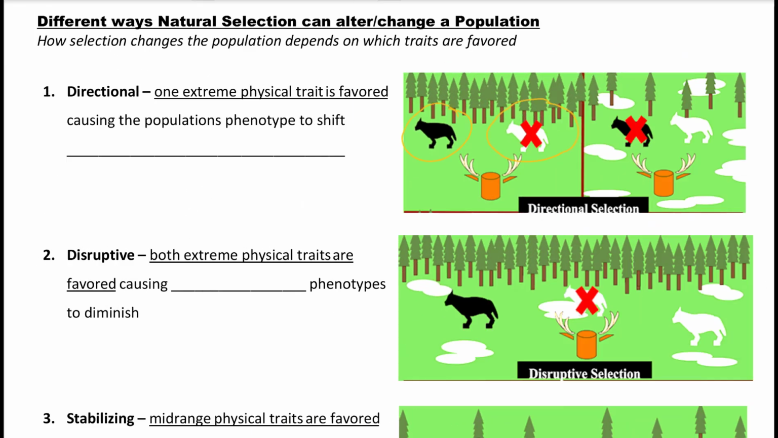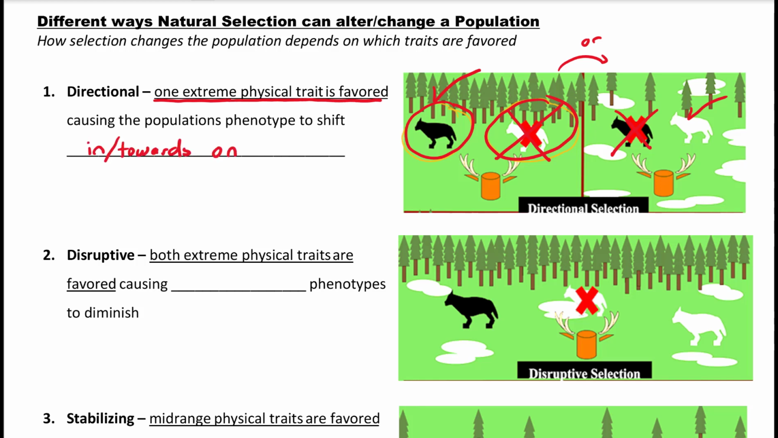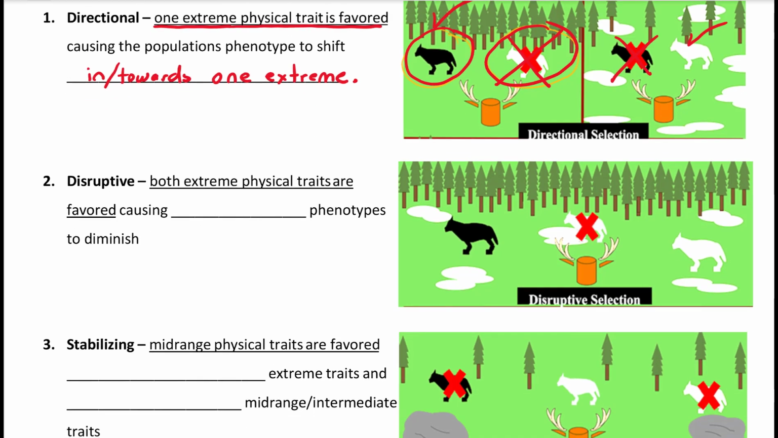Now this is something, different ways natural selection could change a population. It could change it in one direction, meaning towards one extreme. If you have a black wolf and a white wolf, it's either one or the other. Increase in black, increase in the white, one way, that's directional.